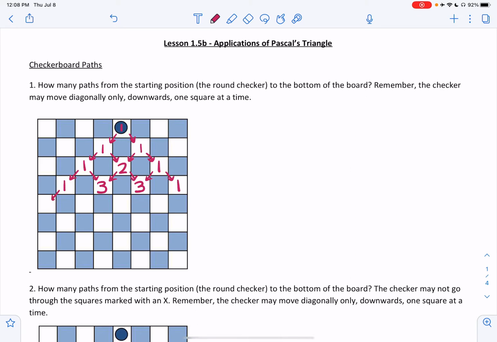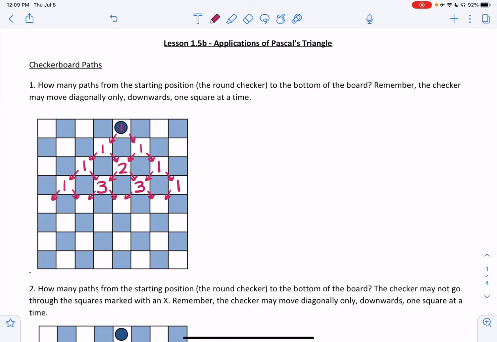So at the far left, I could go here or here. From this 3, I have 2 options. From the second 3, I have 2 options. Now from this 1 at the far right, you'll notice I can only move downwards diagonally to the left. I can't go to the right because I've run out of board. And that's okay. We'll just draw arrows and we'll draw numbers for the spaces we have available.